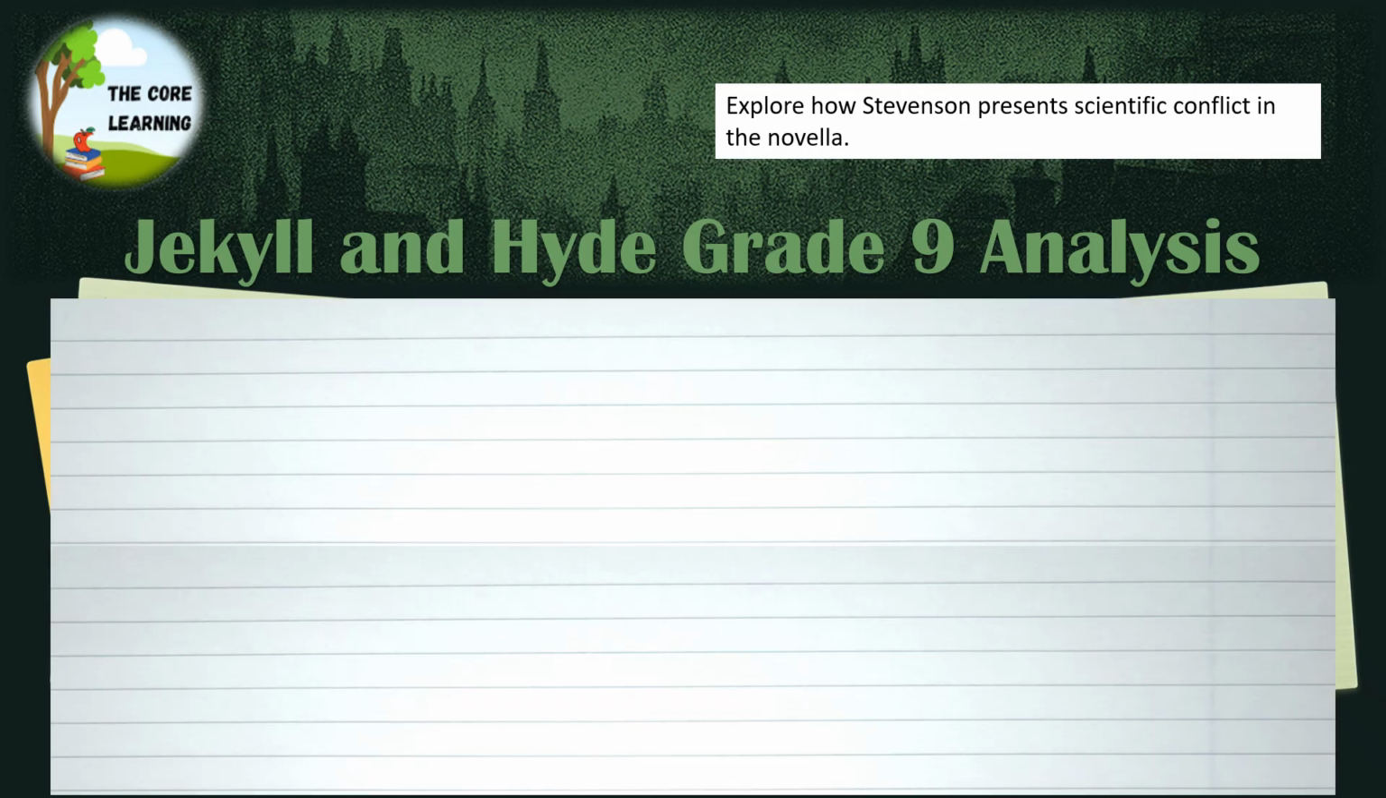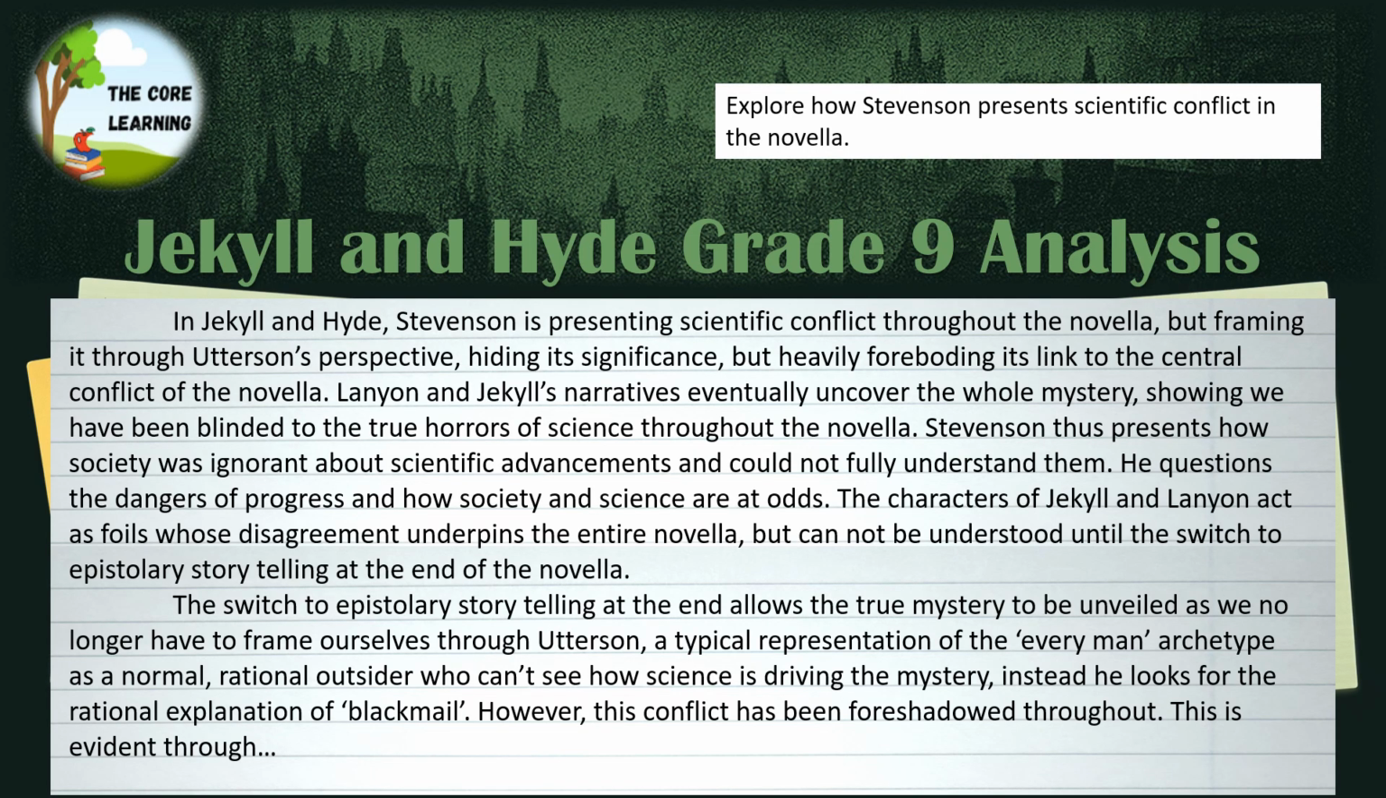So if we have a look at what we would write down for this and how we would start a grade 9 essay, I've written a line of argument. I think these introductions are really useful, especially if you want to get those top marks because you have a very sustained argument throughout your entire essay. So we'll start it off with, in Jekyll and Hyde, Stevenson is presenting scientific conflict throughout the novella, but framing it through Utterson's perspective. Remember, Utterson is not our narrator.